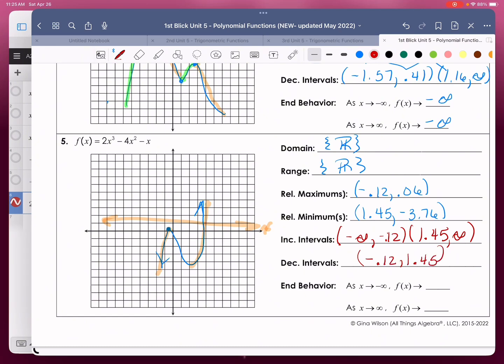And if you notice, it went like this. You had an increase, and then a decrease, and then another increase. Okay, your end behavior as x goes to the left towards negative infinity, the graph goes down, so that's also negative infinity. And as x goes to the right towards positive infinity, your f of x goes towards positive infinity.